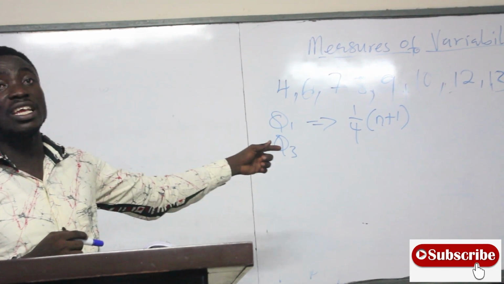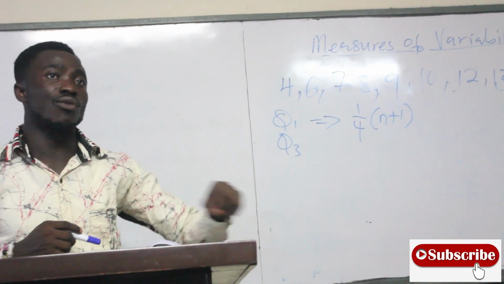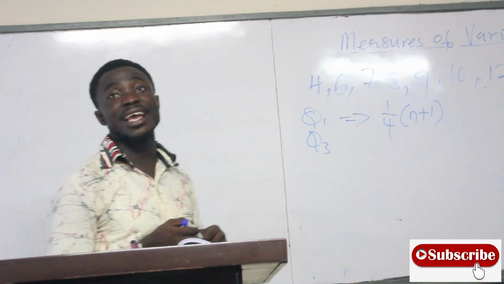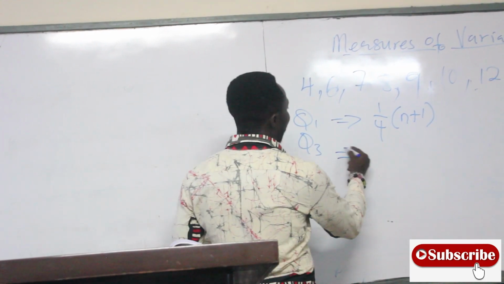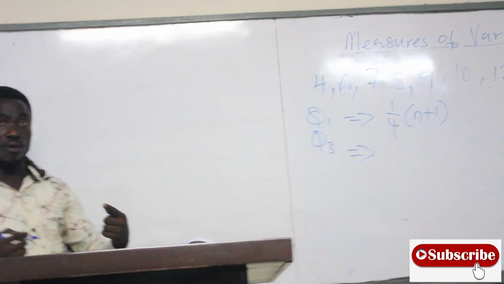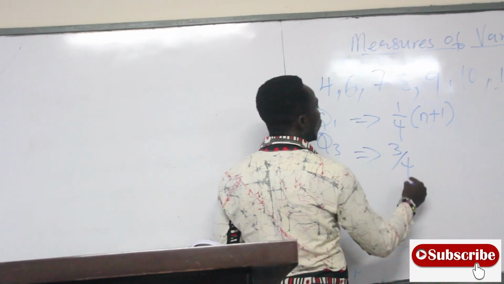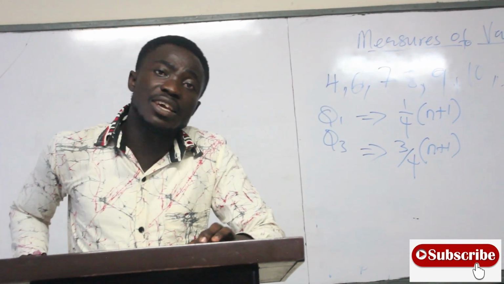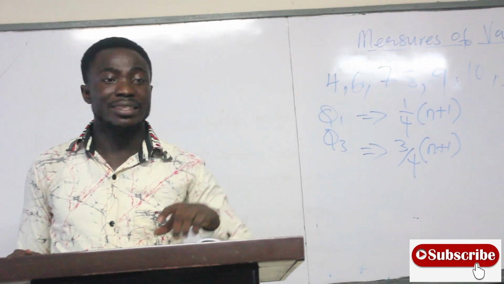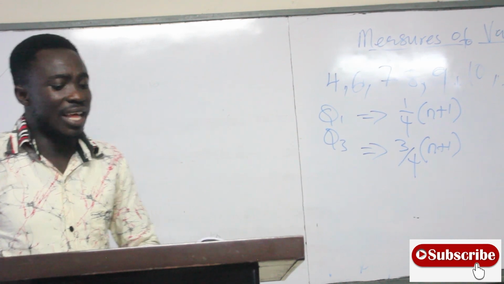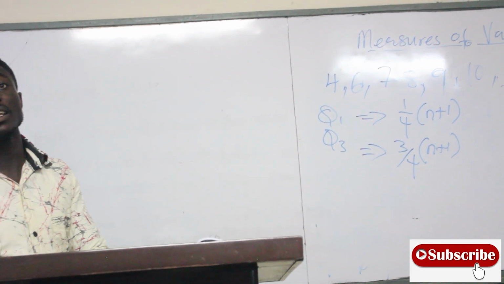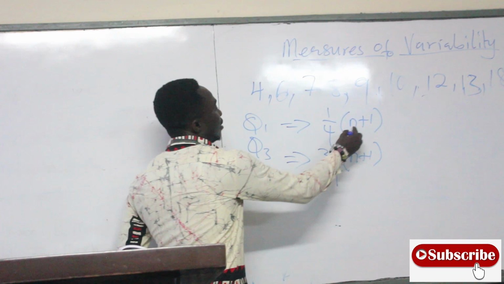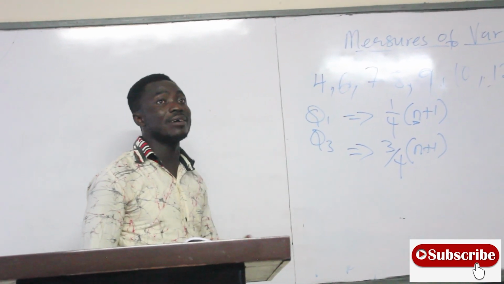This will give you the position in which you find the first quartile, but that is not the quartile. If you need the third quartile, because quartile is out of 4, we need the third quartile to be 3 out of 4 into brackets n plus 1. This will also give you the position in which you find the third quartile, but not the quartile itself. Are we good? Now, let's look for the positions in which we will find the first quartile and the third quartile. Now, this n here is representing our number of observations.